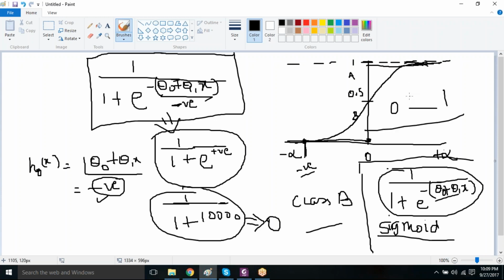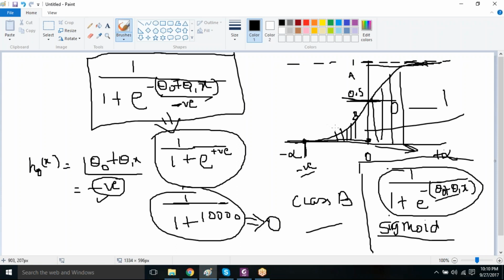It can help you in classification problems, where if the value is more than 0.5, we will say class A, and if it is less than 0.5, I will say class B. In terms of linear regression, if it is a positive number on this side, it will always be greater than 0.5. If it is a negative number, it will always lie on this side, which will always be smaller than 0.5. So it will be class B, 0.